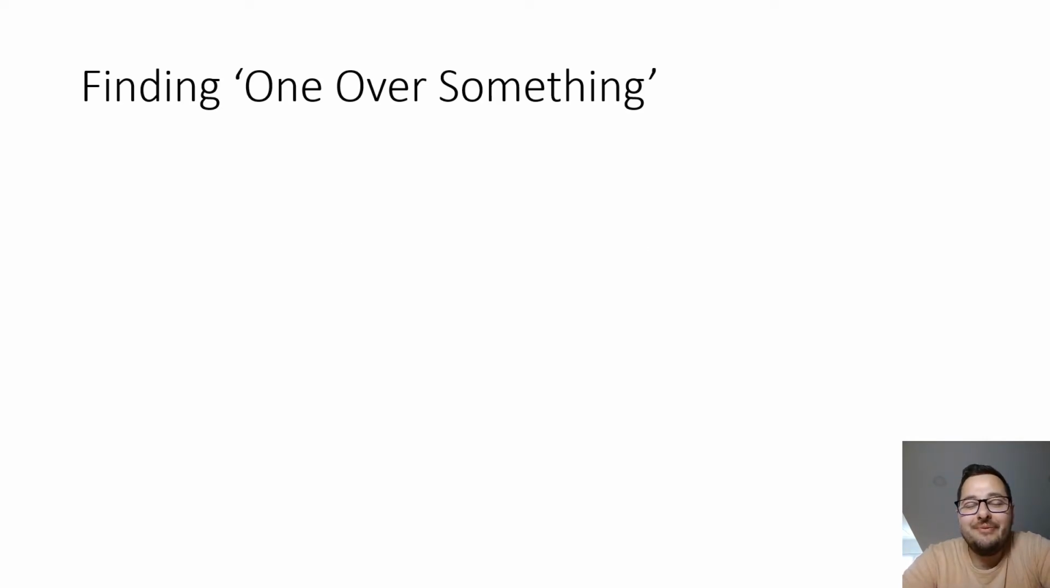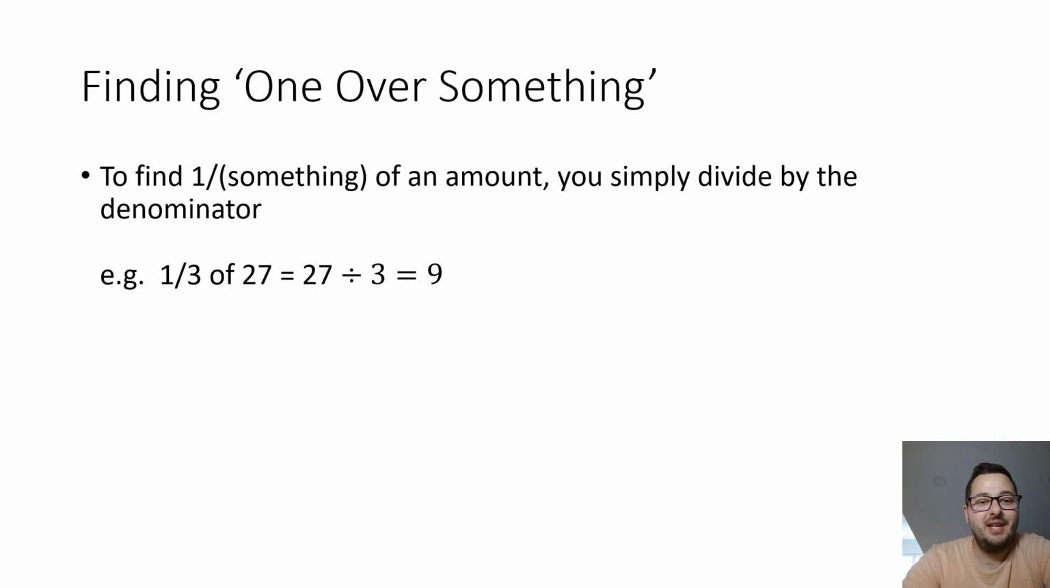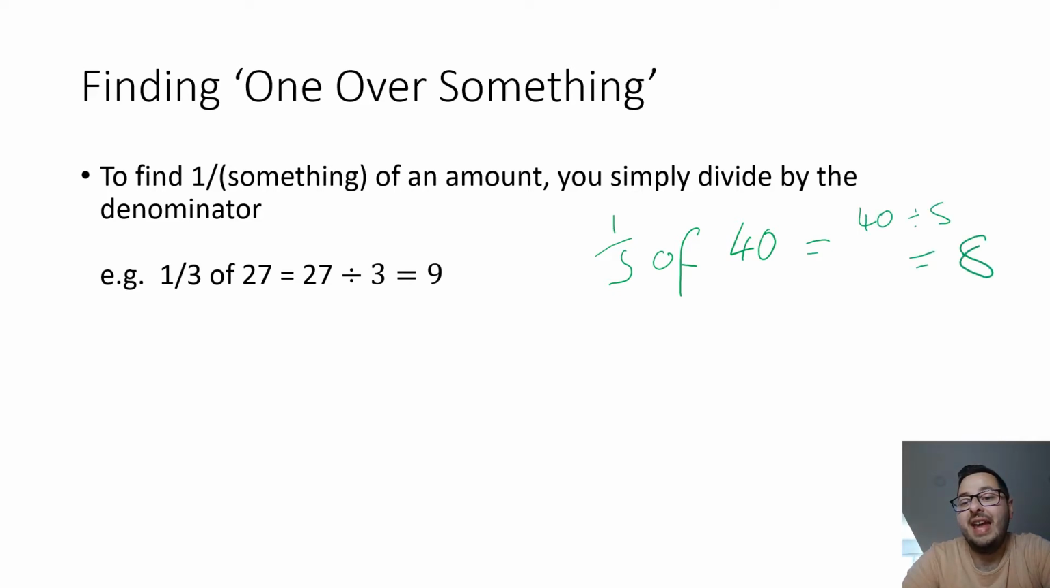Okay, so let's do the easy version where we want to find 1 over something. So we want to find 1/4 of something, or 1/7 of something. And really simple, to find 1 over something of an amount, you just divide by whatever that something is. So for example, 1/3 of 27 is just the same as 27 divided by 3, which is 9. Just another quick example, 1/5 of 40 is the same as 40 divided by 5, which is 8. So for 1 over something, you just divide by whatever that something is.